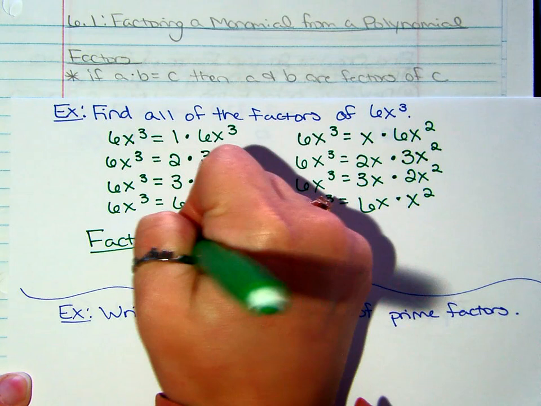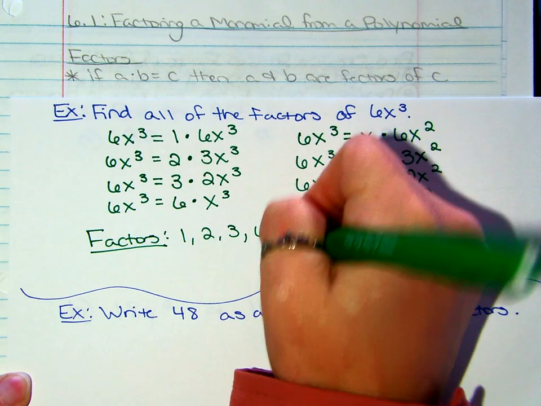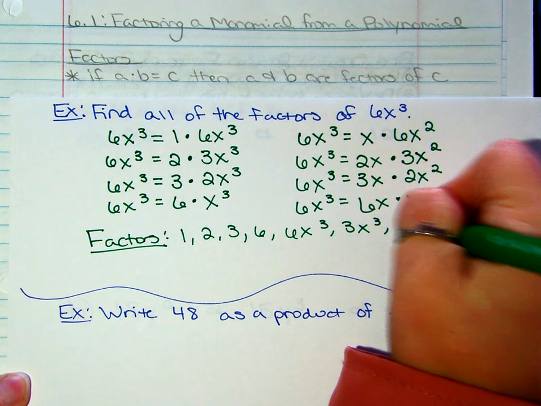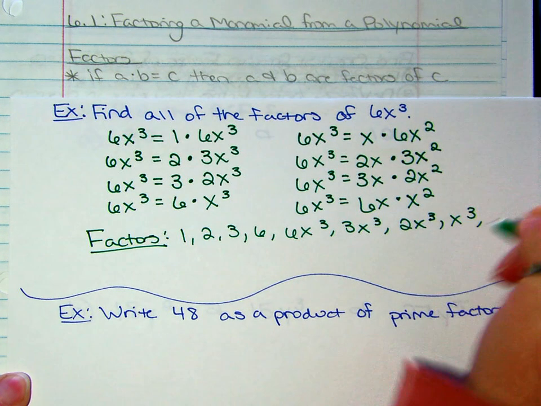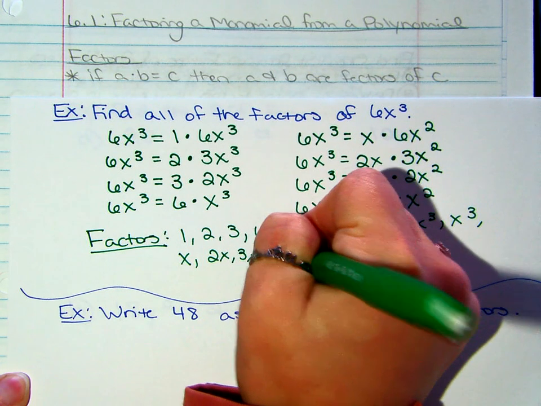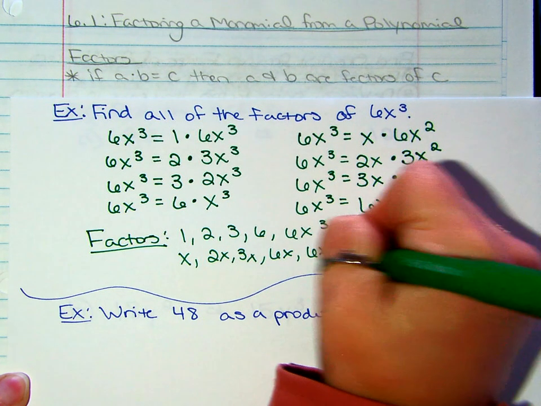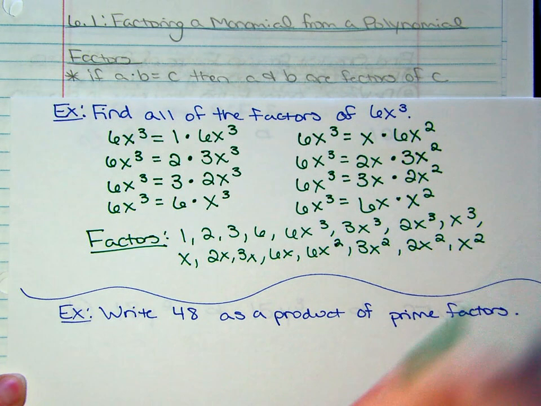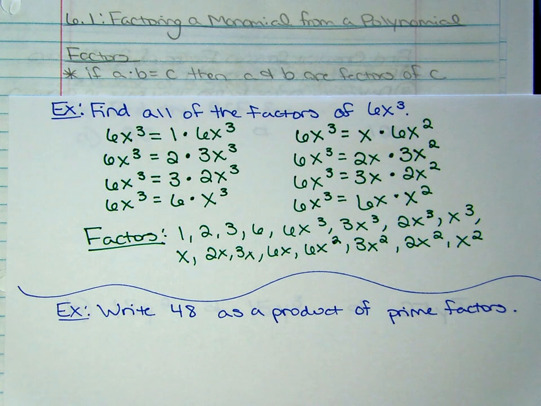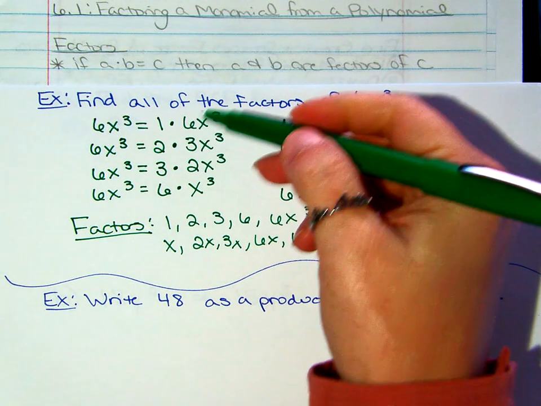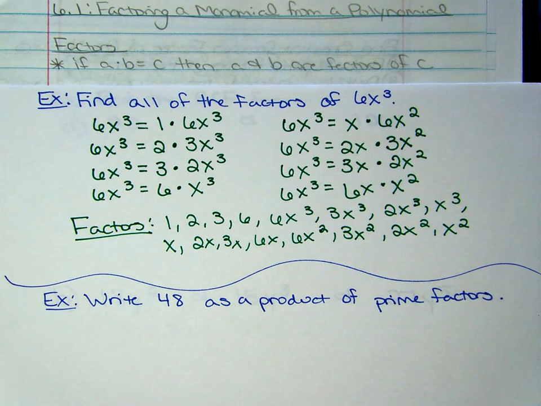There's 1, 2, 3, 6, 6x to the third, 3x to the third, 2x to the third, x to the third, x, 2x, 3x, 6x, 6x squared, 3x squared, 2x squared, and x squared. All of these are factors of 6x to the third, and they're all from just our columns. So that's why I like to go systematic, because if not, I'm very likely to leave something off.